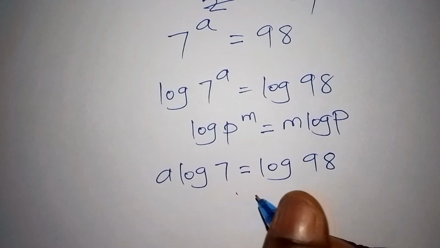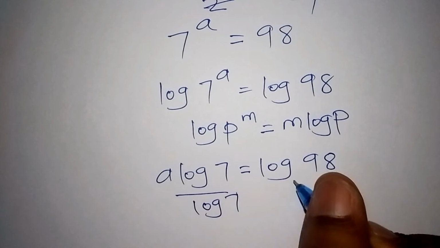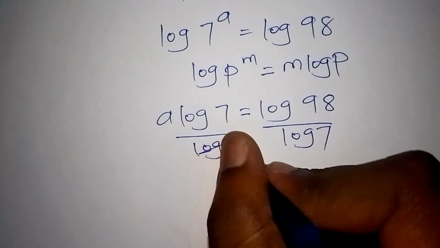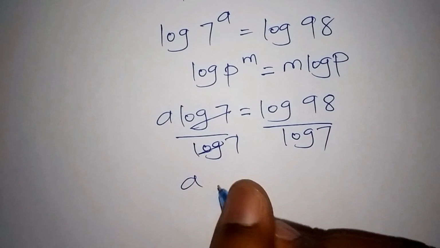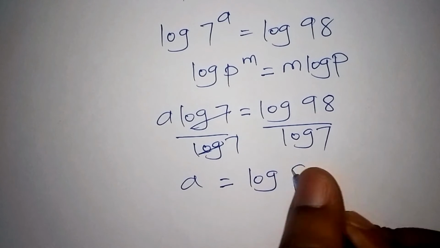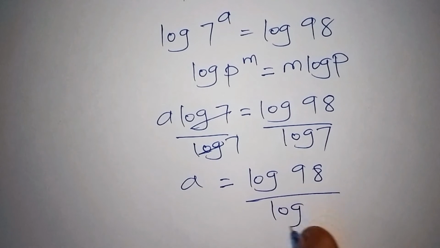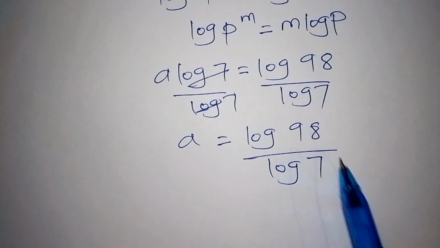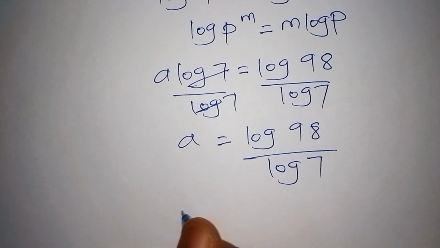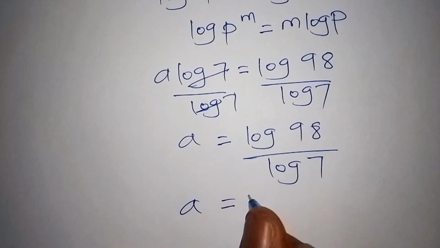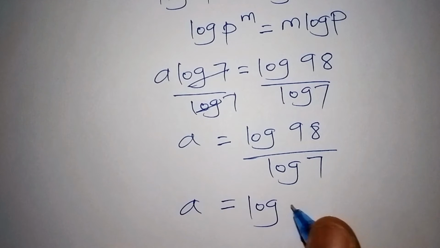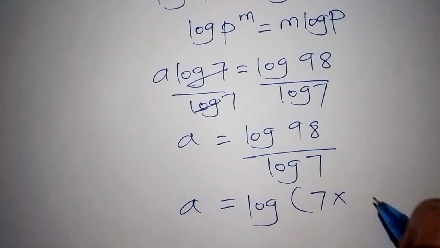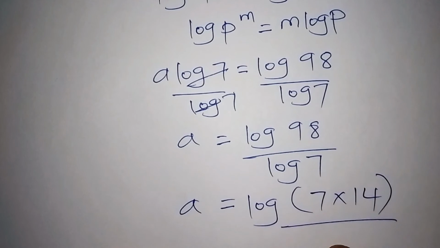From here now we shall divide both sides by the log of 7. So here we also divide by the log of 7. We cancel the same log, that is, log 7 and log 7 shall cancel. So our a is equal to the log of 98 all over the log of 7. From here, how do we work out the value for this? We can still factorize the log of 98 by saying that a is equal to the log of 98, which can also be written as the log into bracket 7 multiplied by 14, then all over the log of 7.